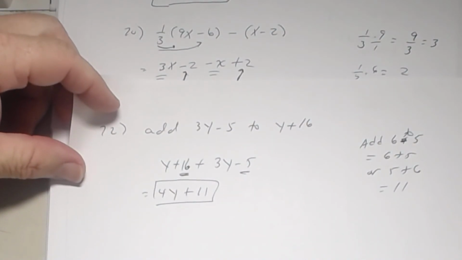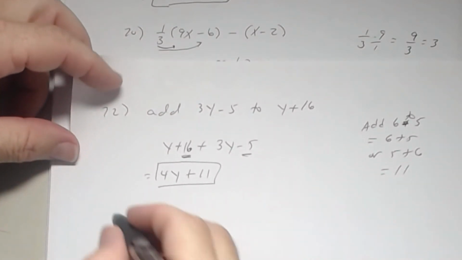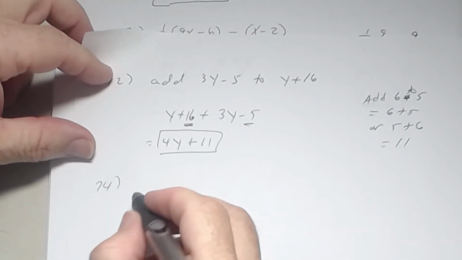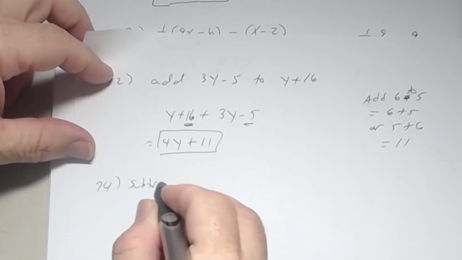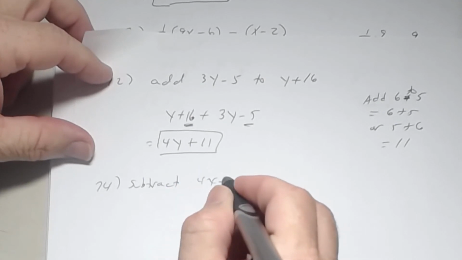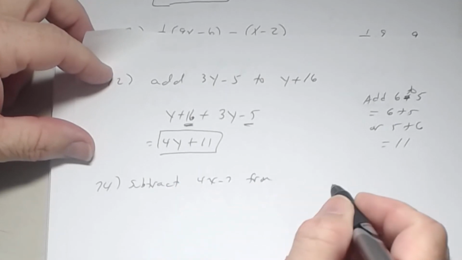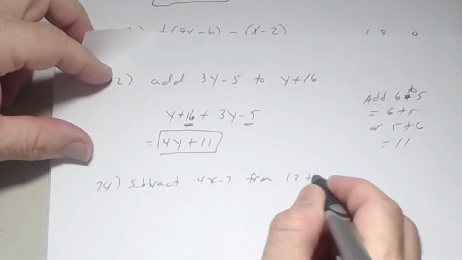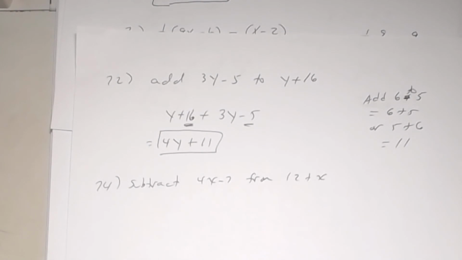Subtract from, less than. That's going to cause some of you issues. So let's look at number 74. So 74 now says this. 74 says subtract 4x minus 7 from 12 plus x. So subtract 4x minus 7 from 12 plus x.